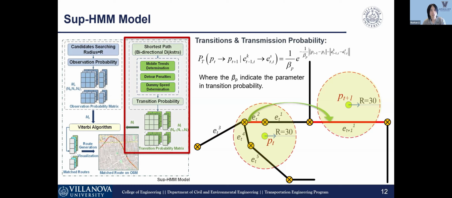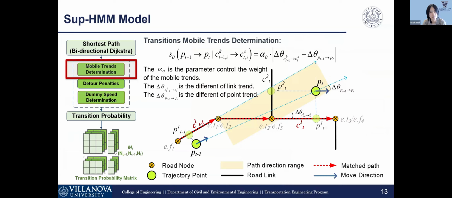Now we come to the key part, the transition probabilities. We enhanced it with 3 additional conditions, which is why we call it Sup-HMM. As a core, we use a distance-based measure to estimate how likely a GPS point moves from one road segment to the next. The first condition looks at the movement trend. We compare the angle between the GPS points with the angle between the candidate road segments, basically checking if the direction of travel matches the road geometry.